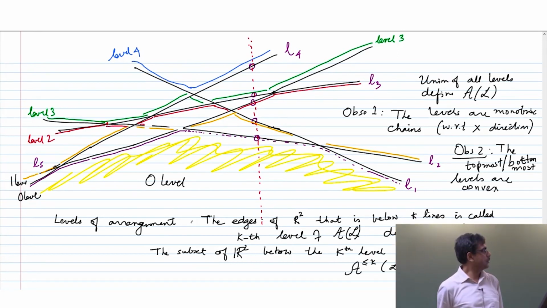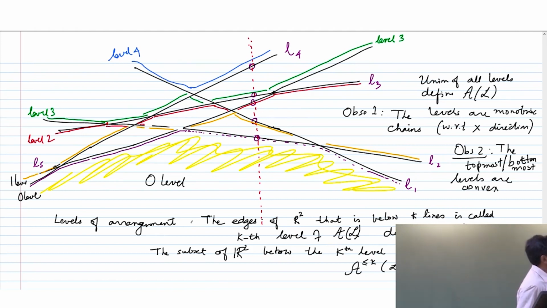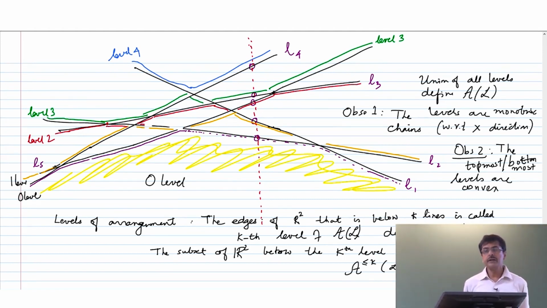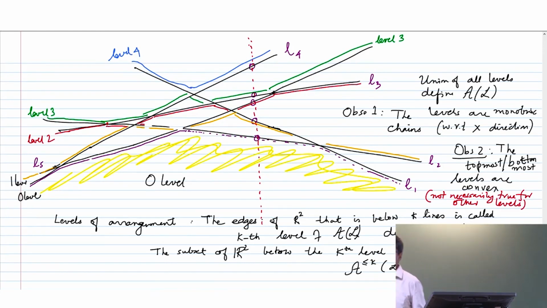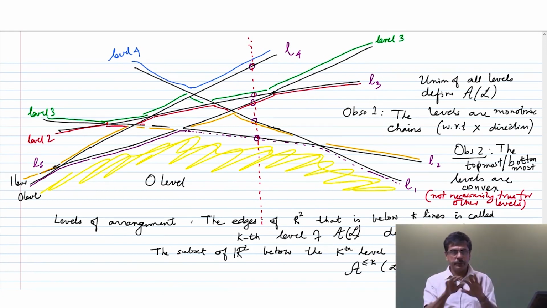No, not necessarily, not at all. In fact, you can see that they will be bent. Look at the red chain, it is bending in the other direction. So it can bend in both directions. Good point, not necessarily true. The topmost and bottommost have this nice property; the intermediate ones do not. They are monotonic, but not necessarily convex.